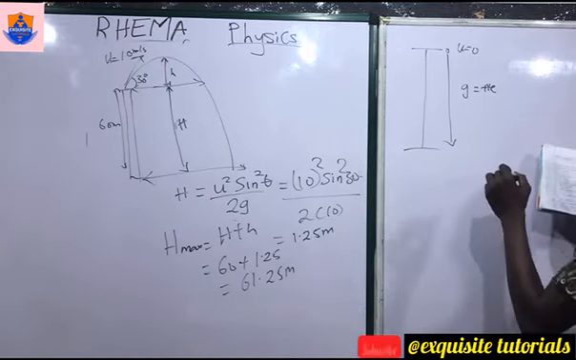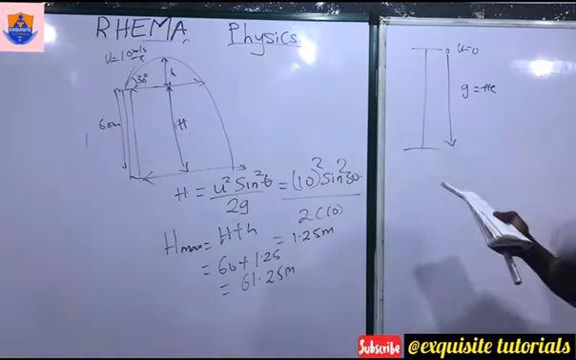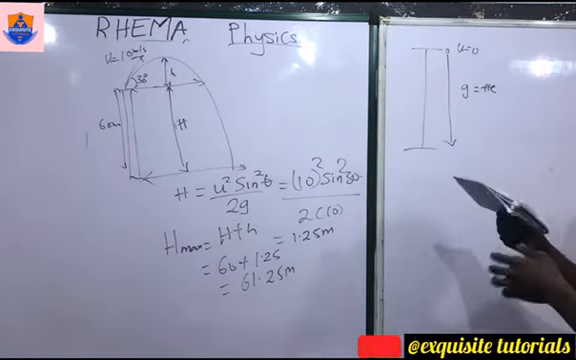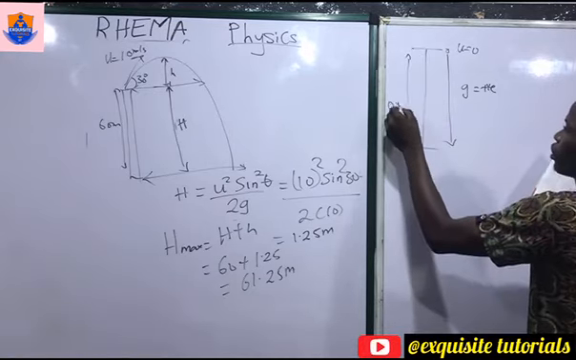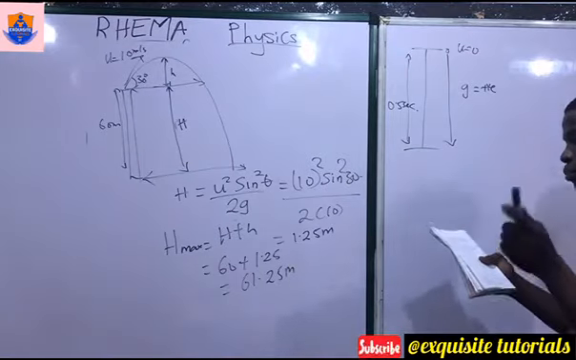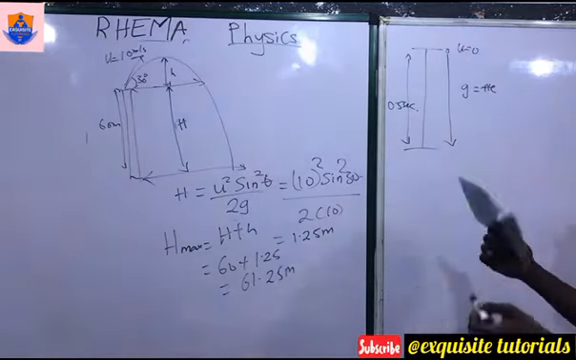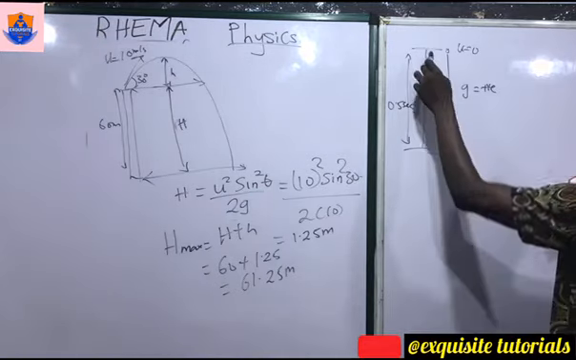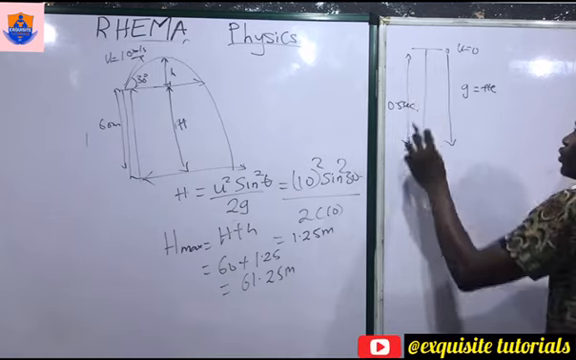Then we're told now that an object drops from rest to the ground. The time taken for this motion, they said, was 0.5 seconds. We're told to calculate the height from which it falls. So we're told to calculate the height from here to here.